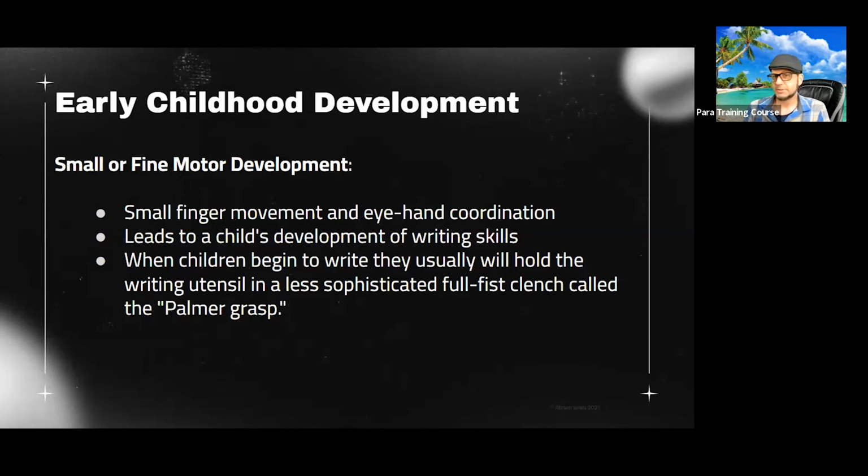All right, let's move on to small or fine motor development. Small finger movement and high hand coordination are some examples of fine motor skills. This leads to a child's development of writing skills. When children first start to write, they usually will hold the writing utensil in a less sophisticated full fist clench called the palmar grasp or the palmar supinate grasp.